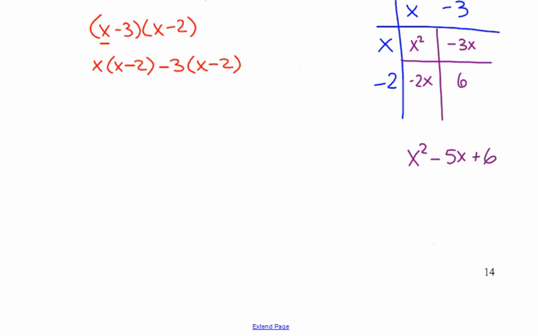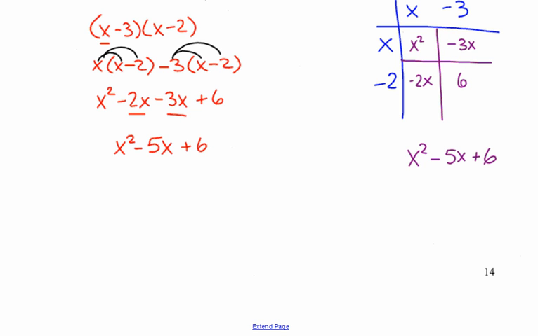So using distributive law, we're distributing these guys in. X times x is x squared. X times negative 2 is negative 2x. Negative 3 times x is minus 3x. And negative 3 times negative 2 is plus 6. So collecting our like terms, we get the same answer in the end. Okay? Ultimately, it's up to you which method you use.